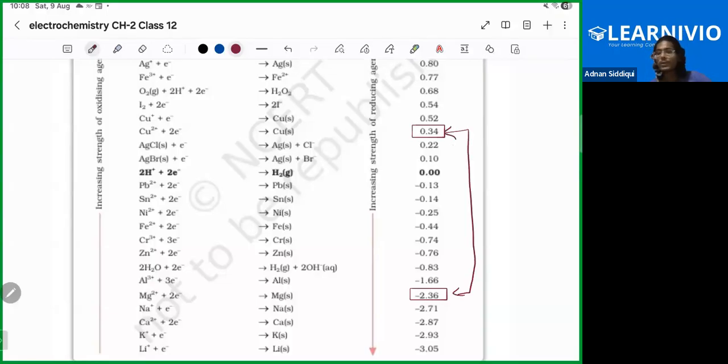If you have these two metals, out of these two, which one will be behaving as a cathode and which one will be behaving as an anode? Out of these two, which one is stronger? Copper. So you will make it cathode and you will make the other one anode, right?